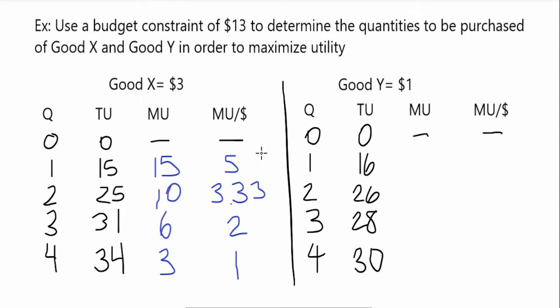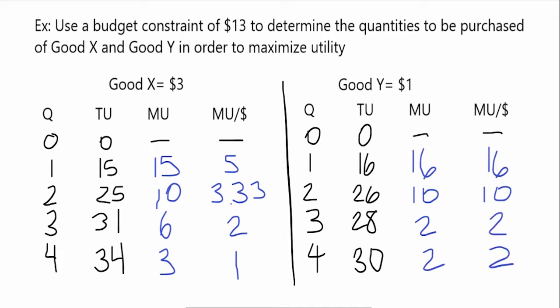Try filling out this chart on your own, good Y. I'm going to fill it out right now. So essentially, I did the same thing. I just did 16 minus 0, 26 minus 16, 28 minus 26, you get that. 30 minus 28, you get 2 again. Okay? Same idea there. Now, we're trying to figure out what is our utility maximizing point.